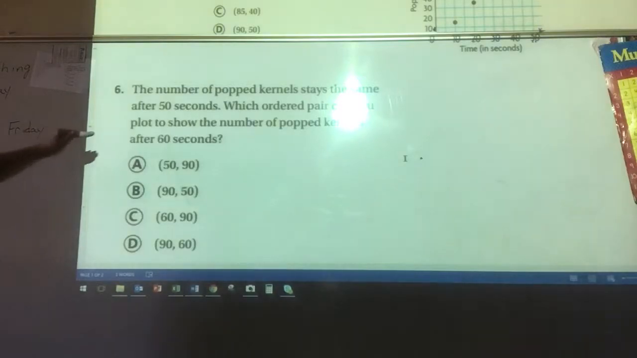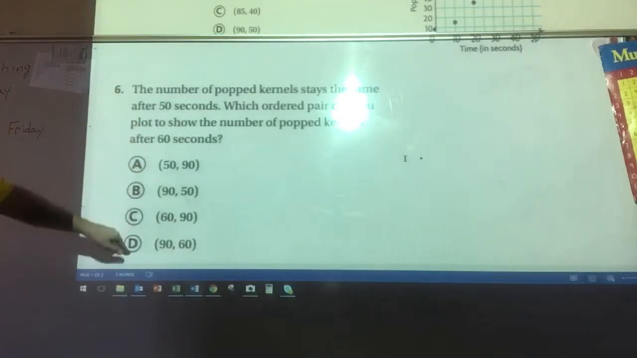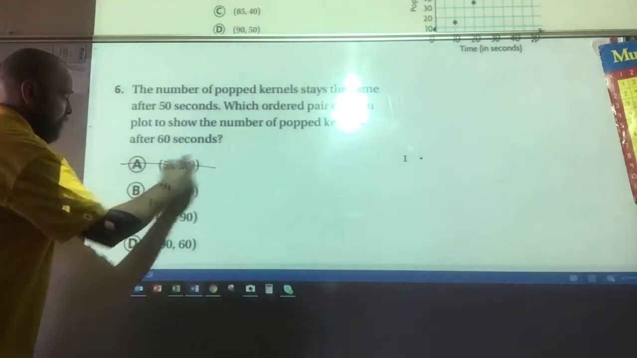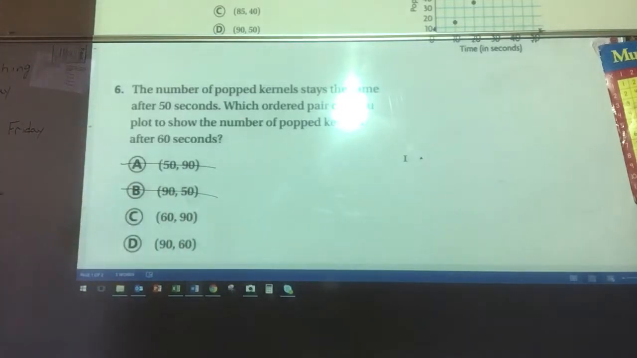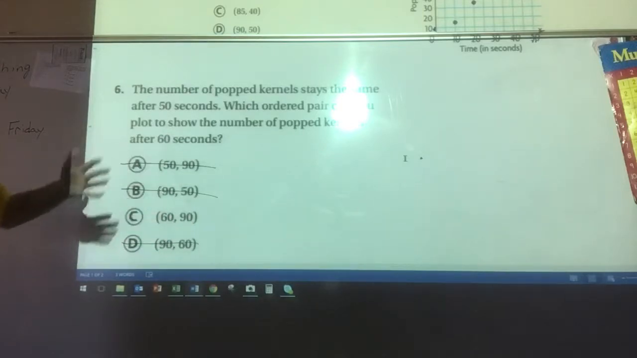All right, so we want to know what plot can show the number of popped kernels after 60 seconds. So the seconds is in which axis? X or Y? X. So 60 has to be in the X. Does that eliminate any of them? Yes. A, B, and D. Because it said after 60 seconds, it's going to stay the same. So 60 seconds, 90 kernels.